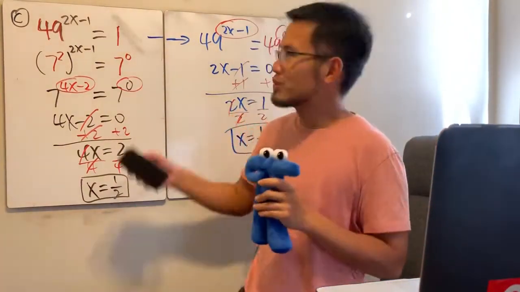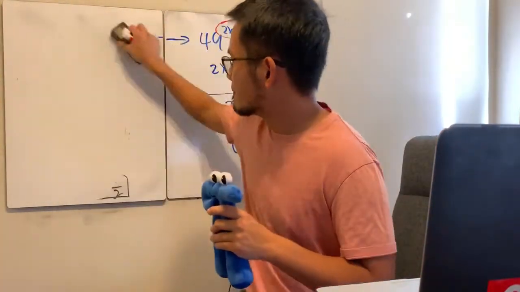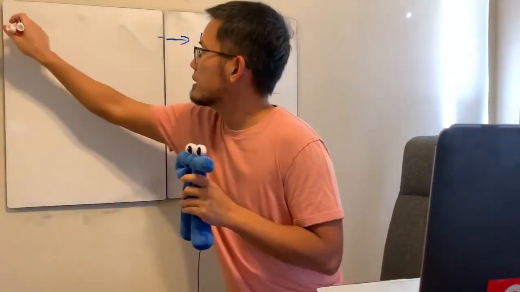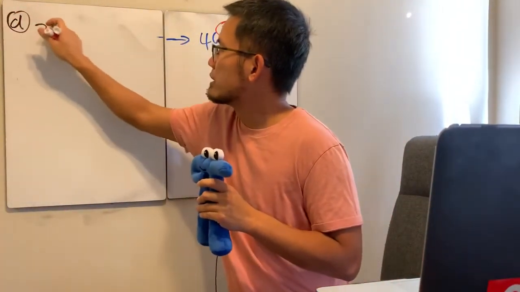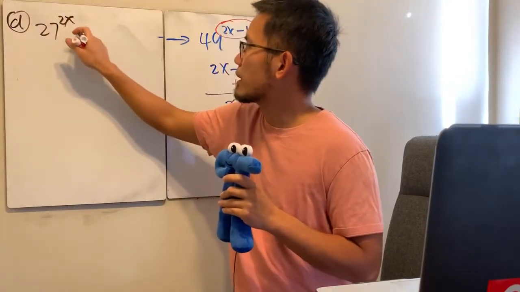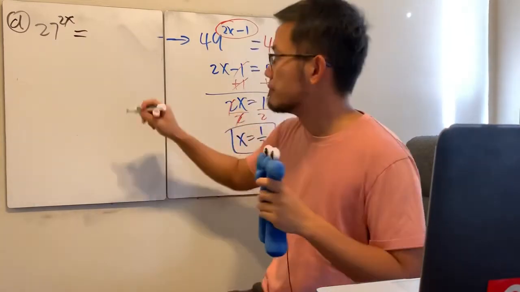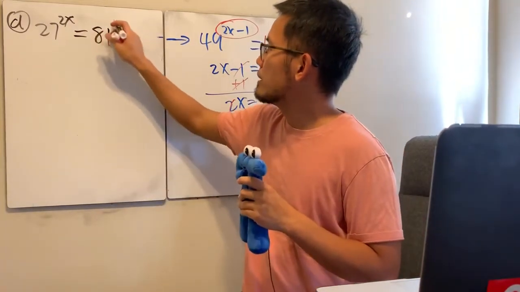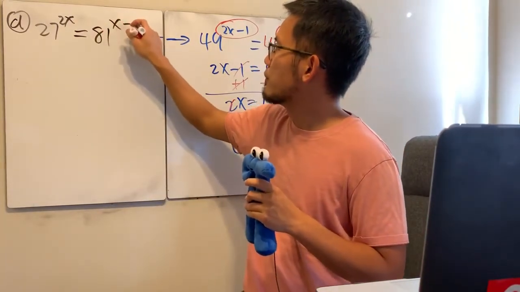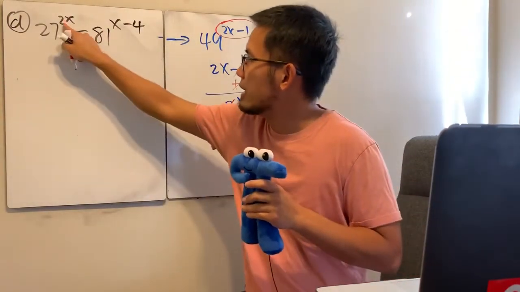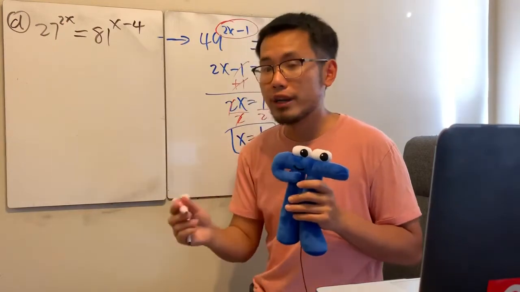All right, one more, this one. Let's see what we have here. D. Okay, D. Let's say we have 27 to the 2x power, and this right here is equal to 81 to the x minus 4, like this. Now, we have 27 and 81. They are the bases. We have to break them down.